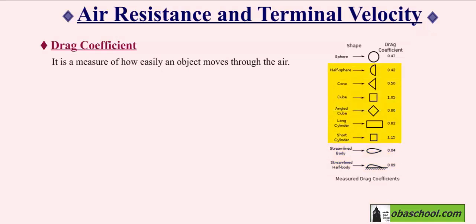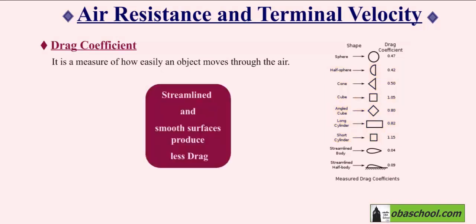Now if we have shapes like those, these will have a harder movement because they have more corners and they will be affected more by the air resistance. So streamlined and smooth surfaces produce less drag and have a low drag coefficient.